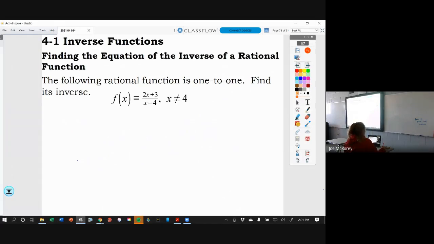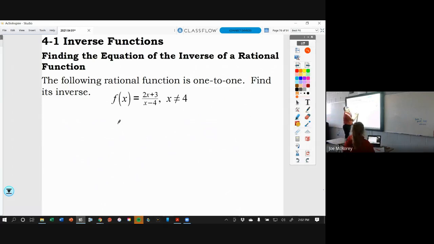The following rational function is one-to-one. I don't have to ask you if this is one-to-one, because they told us it's one-to-one. They also told us x can't be 4. Why is that? Because if x was 4, the denominator, the bottom, would be 0. Alright. Let's find the inverse.